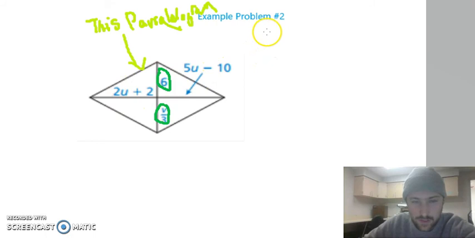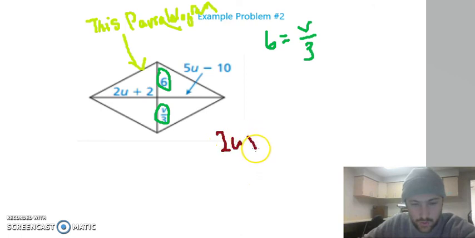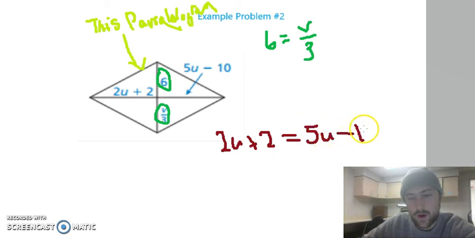So let's start with this first one. 6 equals V over 3. And our other equation should be 2u plus 2 equals 5u minus 10. So if you're confused at all about where this stuff is coming from, go back in the video and make sure you're understanding what that theorem 7.6 is telling us. But basically all it's saying is that because we know it's a parallelogram and because we have two diagonals drawn, we can say safely that this length right here must be equal to this length right here. And that's what we just wrote.